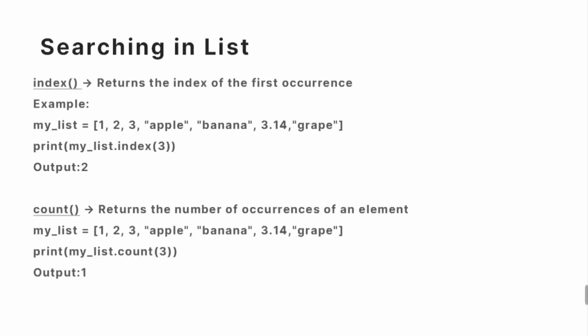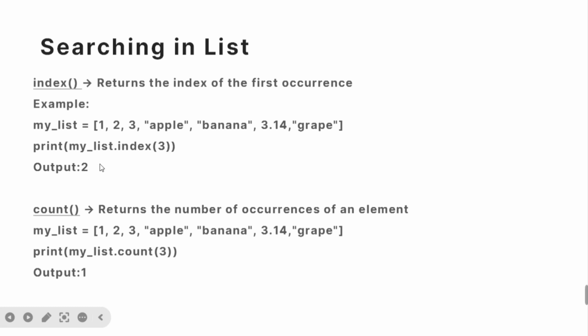Next, how we can search for a particular element in the list, by using index or count. Index will return the first index of the first occurrence of that element. For example, this my_list consists of all these elements. If you print the index of 3, the index of the element 3 will print. Here you can see the indexes 0, 1, 2. The index of element 3 is 2, so that is why it is going to print the value 2.